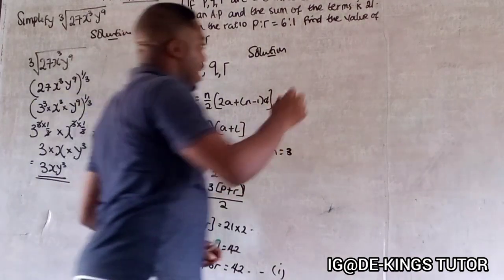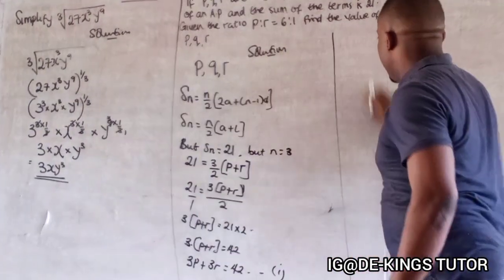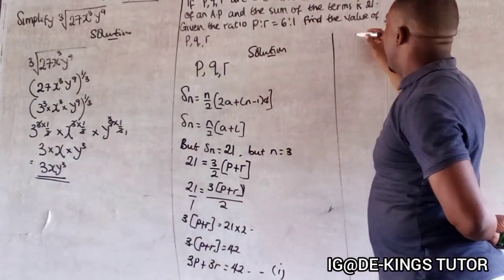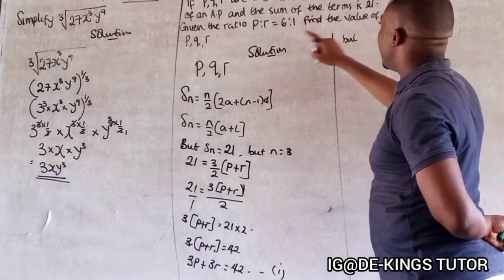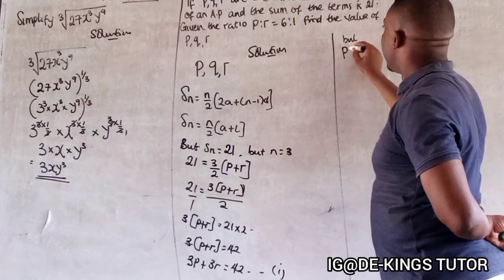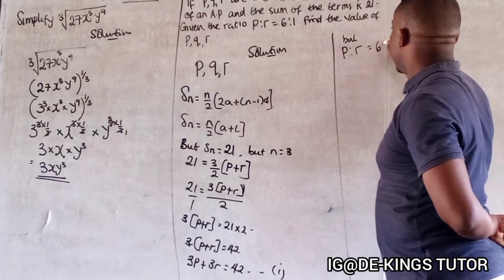Now from here now, we said, now we know that we said, but P is to R equals 6 is to 1.